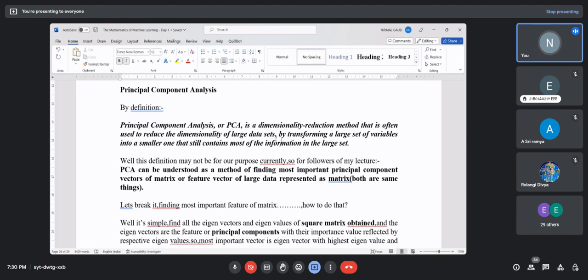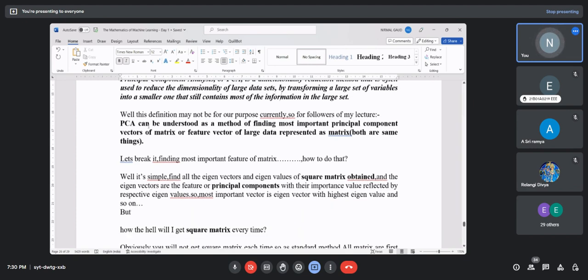But those 7 should be highly contributing. That means they should have more than 90% contribution in my data for my modeling purpose. And if I reduce some dimension which is contributing only 3 to 4%, that will not hurt me. So not blindly, we can't reduce the features. There is some approach, PCA. This is what it's telling.